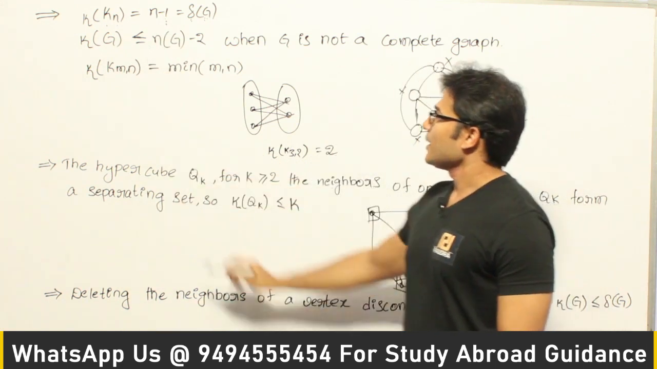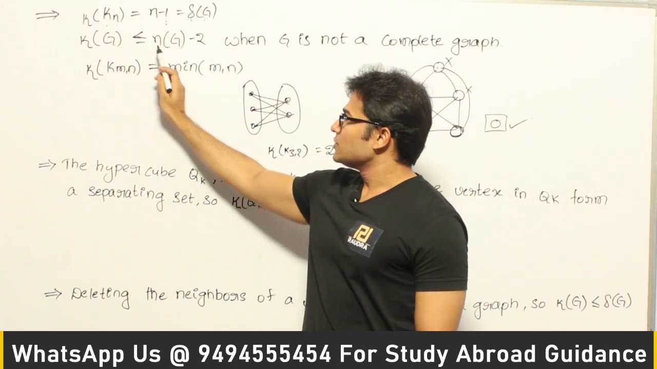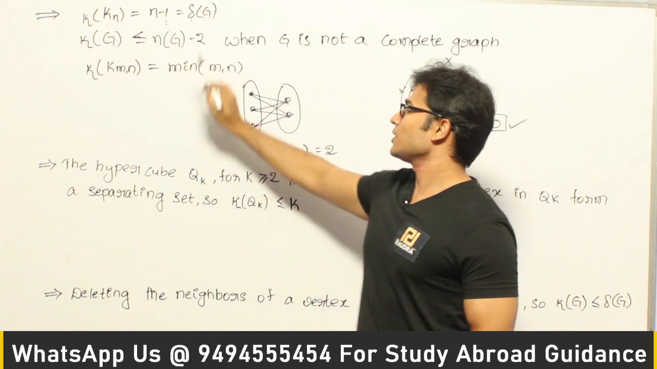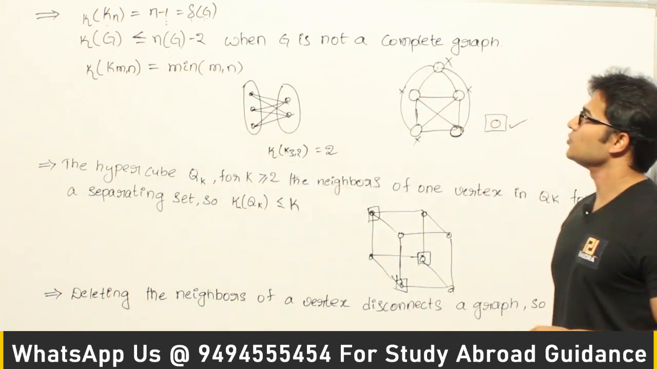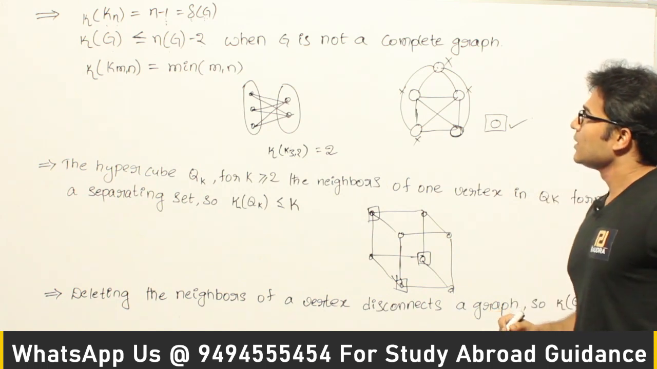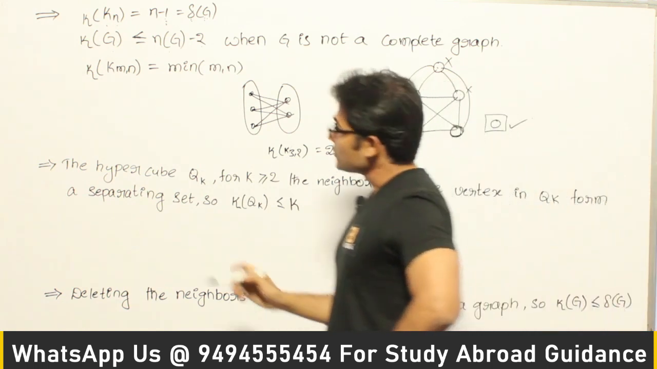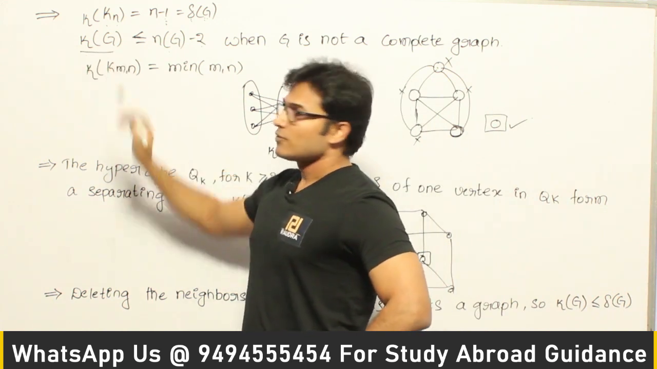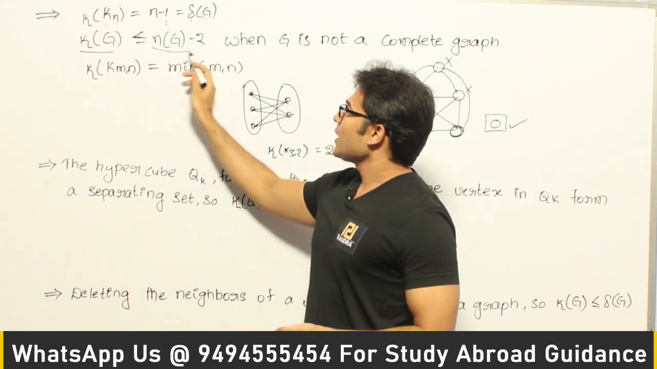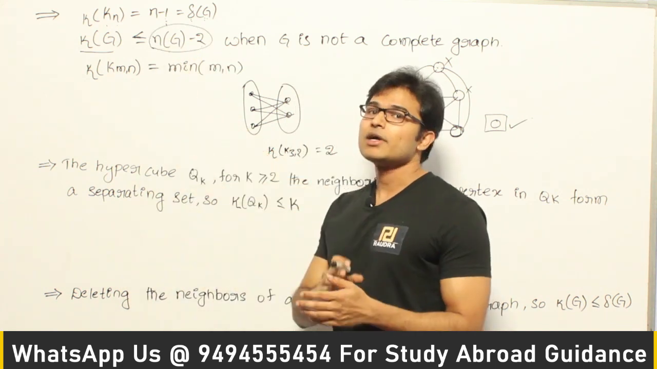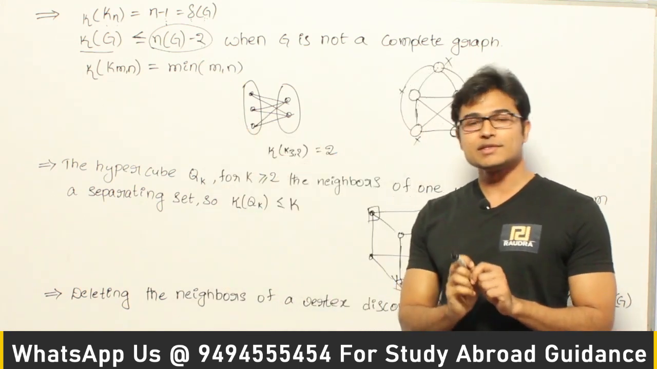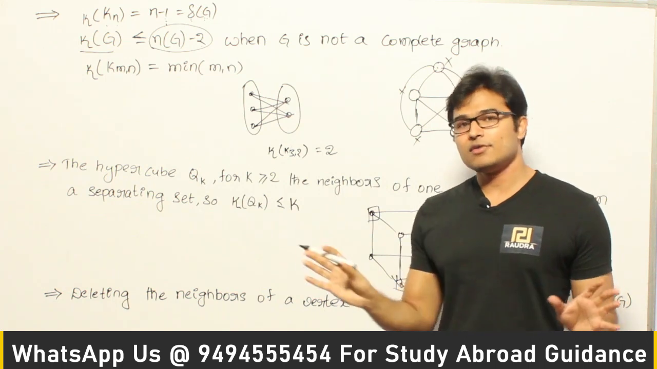And the next one is kappa of G, which means the connectivity of any graph in general should be less than or equal to the number of vertices in that graph minus 2, where G is not a complete graph. What they are trying to say is, in order to disconnect a graph which is not complete, in the worst case you might have to delete these many vertices and no more. By deleting these many vertices, you should be able to disconnect any graph, right?